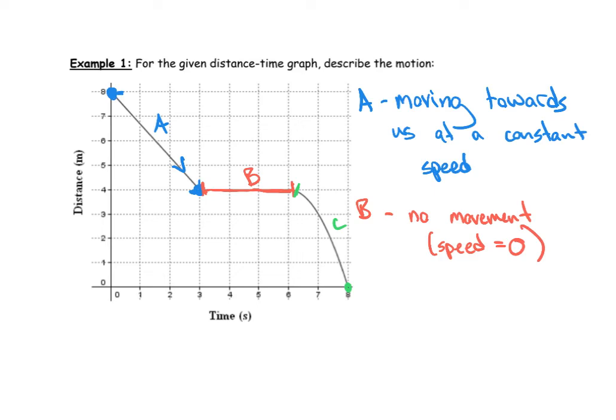The last part of this is part C. So you can see part C is nonlinear. That means the speed is changing, but let's look at the steepness. First off, it starts out not as steep, and then it gets steeper. So if it's getting steeper, that means it is getting faster. So moving towards us. And I'm just going to say it's getting faster.